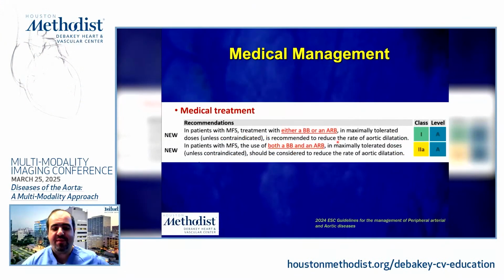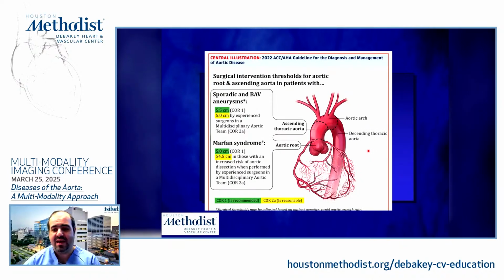Now, is there any role for medical management? There have been multiple randomized trials in Marfan syndrome, and treating those patients with either a beta blocker or an angiotensin receptor blocker in a maximally tolerated dose is recommended to reduce the rate of aortic dilation. That's a class 1, level of evidence A. And then the adjunct use of both a beta blocker and an angiotensin receptor blocker is a class 2A recommendation based on the updated European Society guidelines.